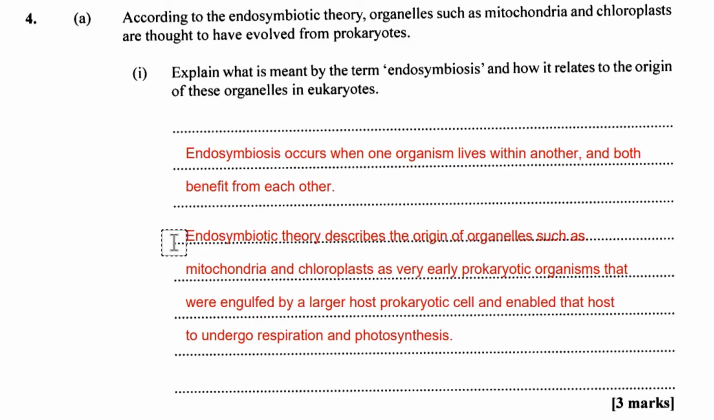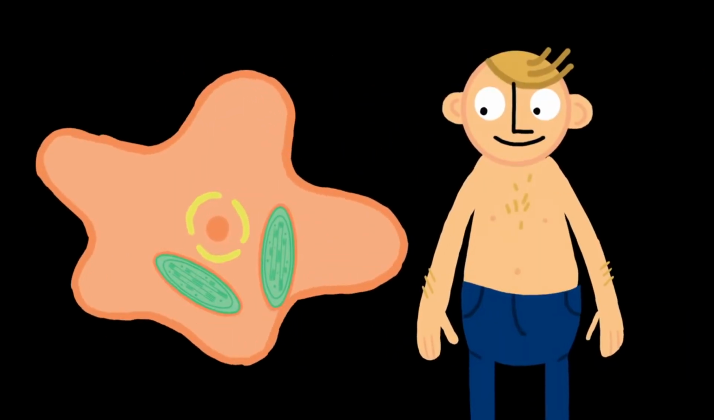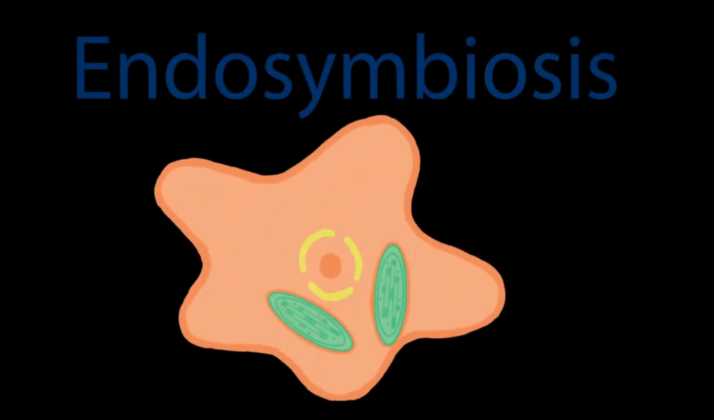Endosymbiotic theory. Just to give you a brief overview, this is basically telling you that very, very early on, at the beginning of primitive life on Earth, all of it would have been prokaryotic, and there were very early prokaryotes that would have gotten the ability to respire, and those would have been very early mitochondria, what would become mitochondria now.